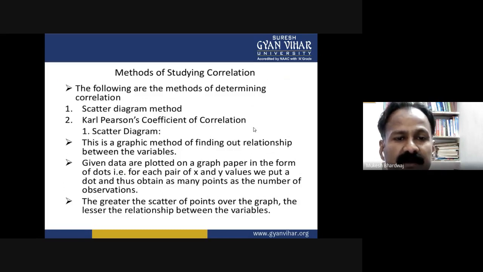First, the scatter diagram. This is the graphic method of finding out the relationship between the variables. Given data are plotted on graph paper in the form of dots. That is, for each pair of x and y values, we put a dot and thus obtain as many dots as the number of observations. The greater the scatter of points over the graph, the lesser the relationship between the variables.